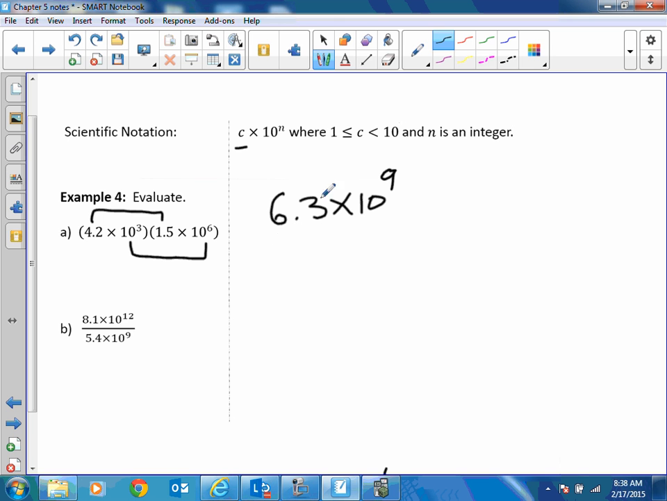And if this number was bigger than 10 or less than 1, then what we'd have to do is change it somehow to make it work the right way. But in this one, we don't. We're good on this one.